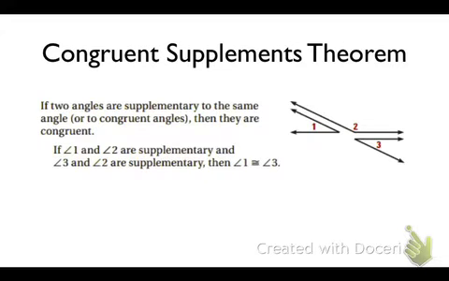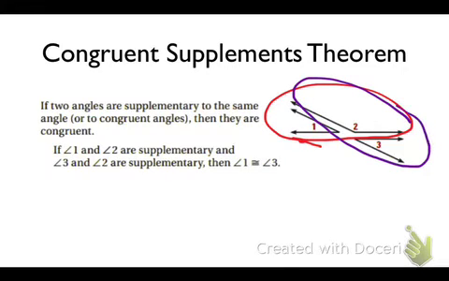This one is called the congruent supplements theorem. So now this time, if we have a pair of angles that are supplementary to the same angle, then they are congruent. So in this case, we have angles 1 and 2 are supplementary. These two are supplementary. Okay? But in addition, we also have angles 2 and 3 are supplementary. So these two angles are supplementary. So what the theorem says is if they are supplementary to the same angle, then they must be congruent to each other. Again, let's look at a proof of this.